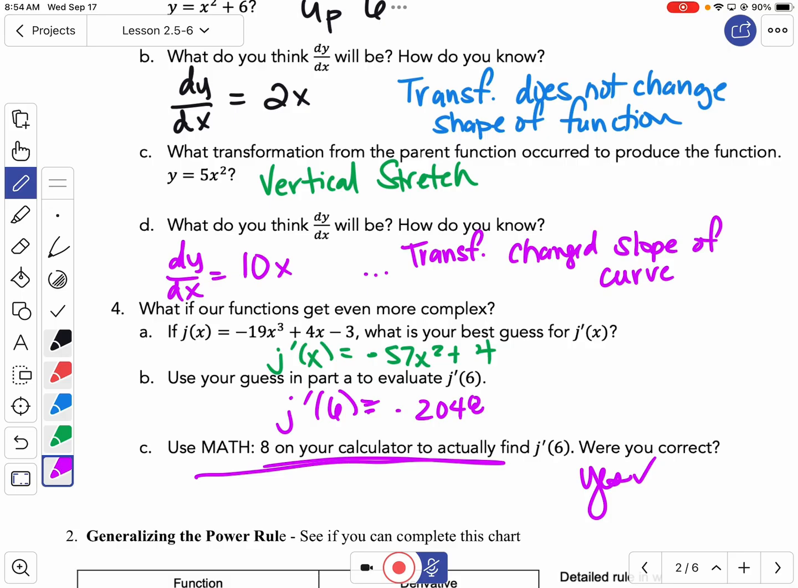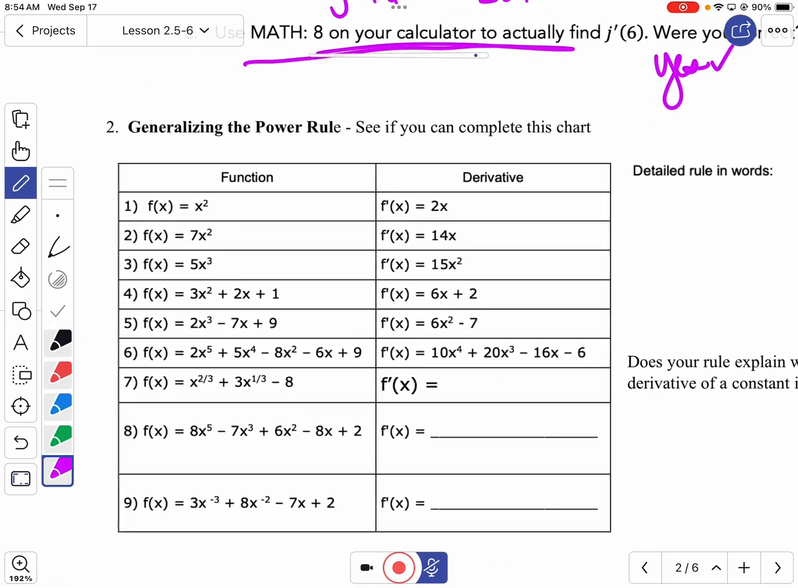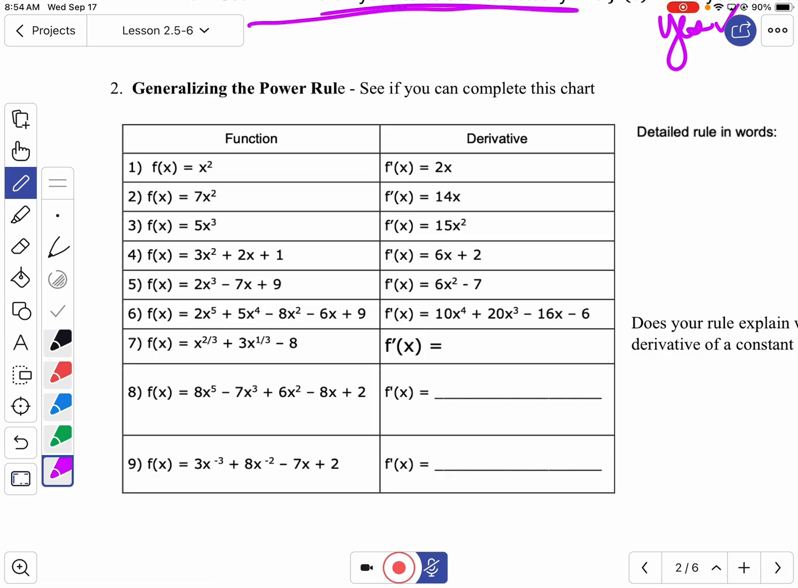Okay, so looking at all these properties, looking at what we've done so far, let's mess with this chart that's down here. It gives me a few that have already been done. I would tell you to save 7 to the end, but see what you can do with 8 and 9. See if you can find the derivative based on the patterns in the chart and the things that we've been doing. Do your investigation. Take a second and work through that.